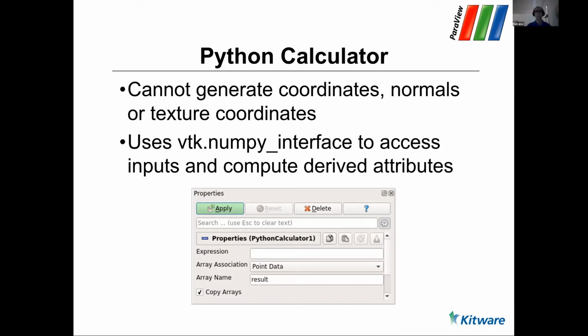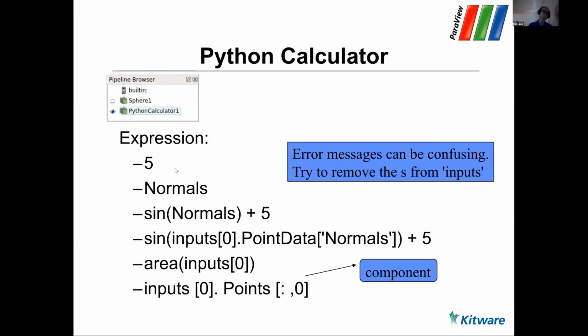So you can type, for instance, your expression is 5, and if you say that's a point array, you'll get an array where every value is going to be 5. Yeah, you can access arrays in an even more streamlined way by just using the name of the array. So normals, you can do that.